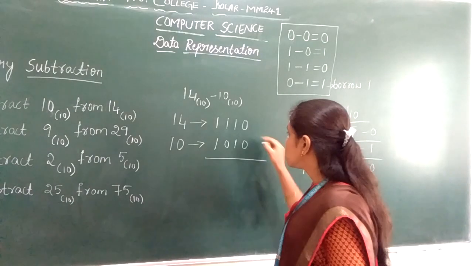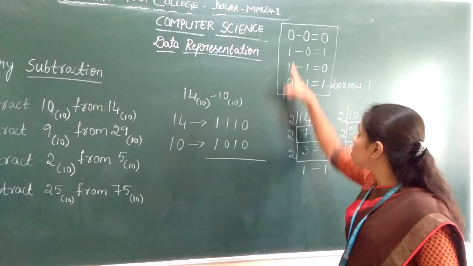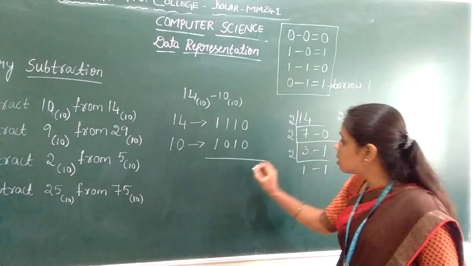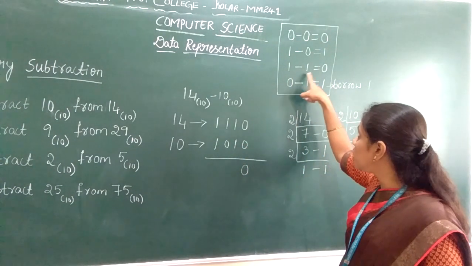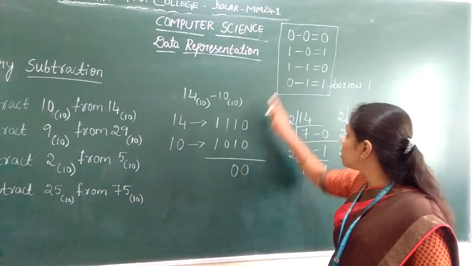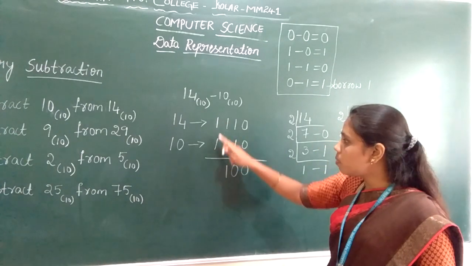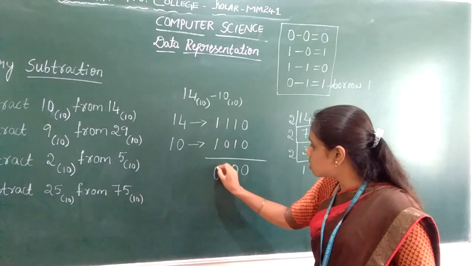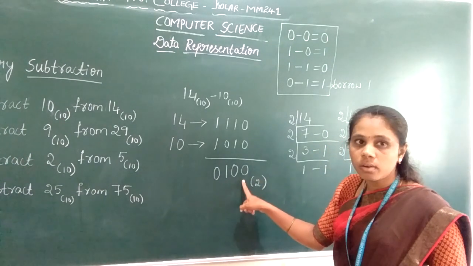Now subtract these two values. 0 minus 0 is 0. 0 minus 0 is 0. 1 minus 1 is 0. 1 minus 0 is again 1. 1 minus 1 is 0. Now this is the subtracted result.